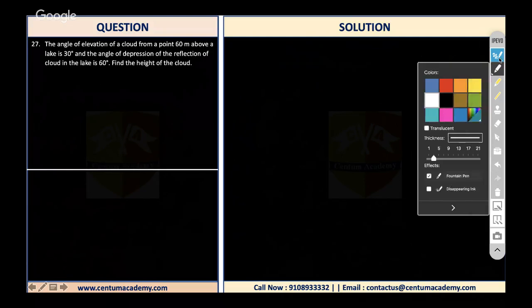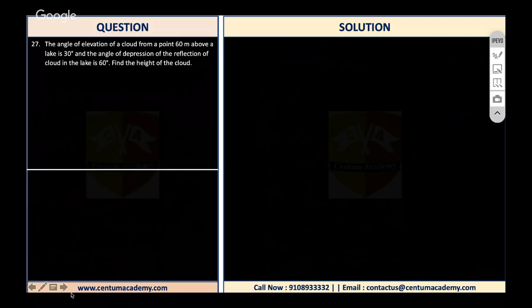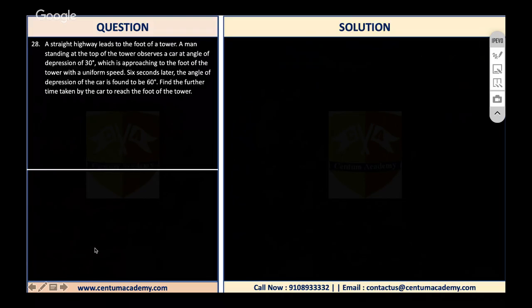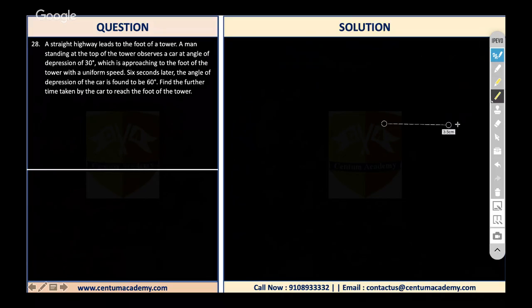Okay, so let's move to the next problem, and it says that a straight highway leads to the foot of a tower. We are now comfortable with problem solving on this. So a straight highway leads to the foot of a tower. That means there has to be a tower like that. So this is the tower. A man standing at the top of the tower observes a car at an angle of depression of 30 degrees, which is approaching the foot of the tower with a uniform speed.